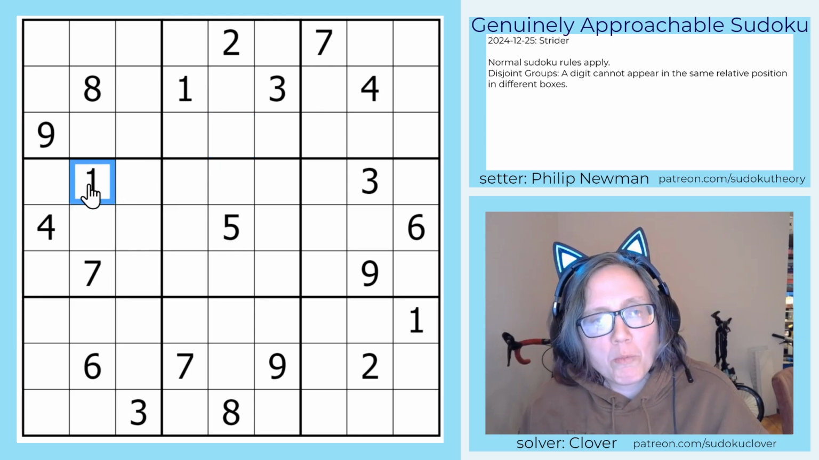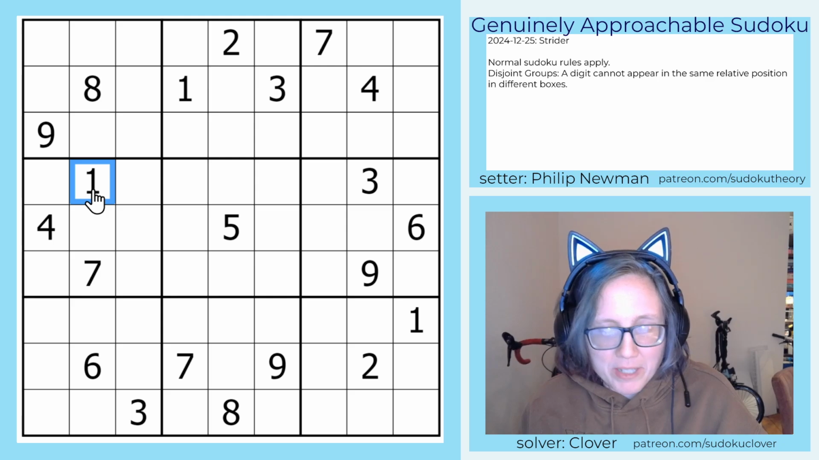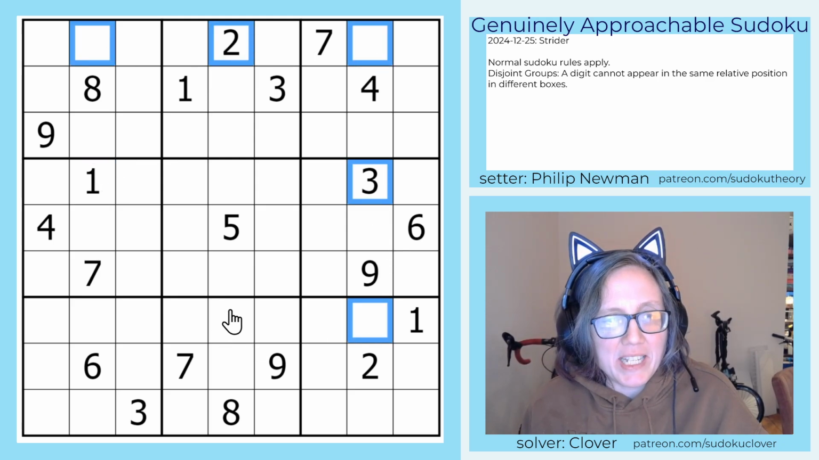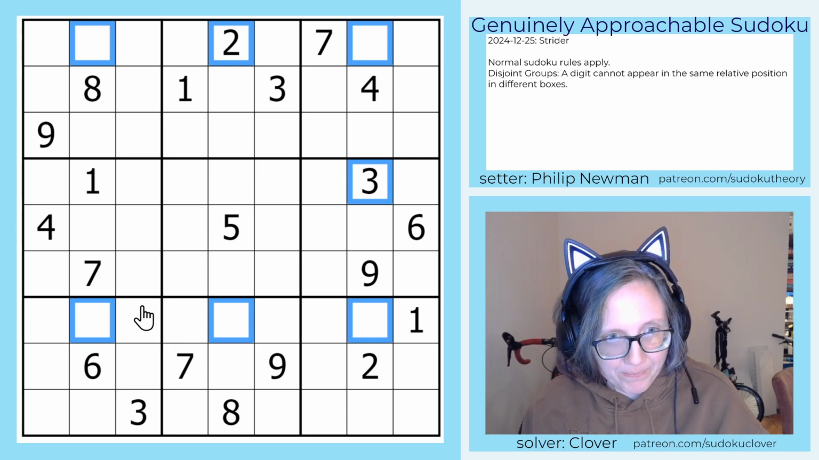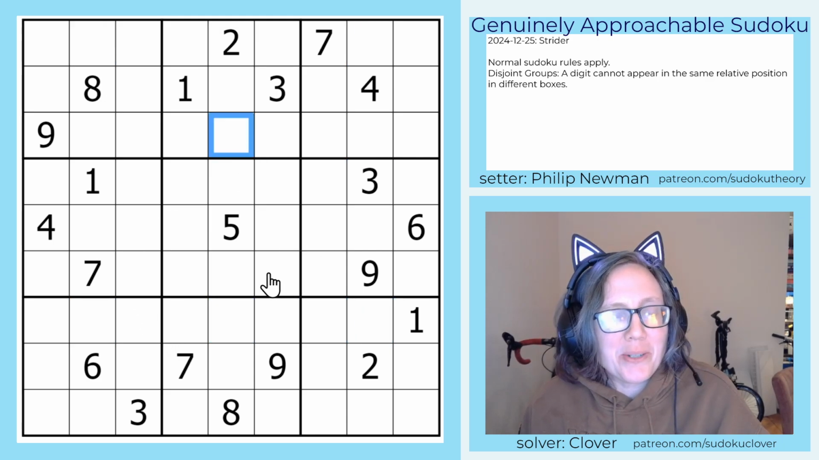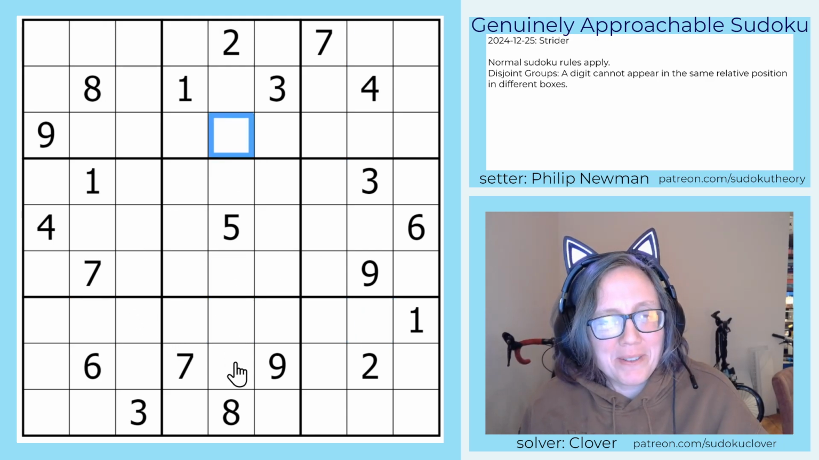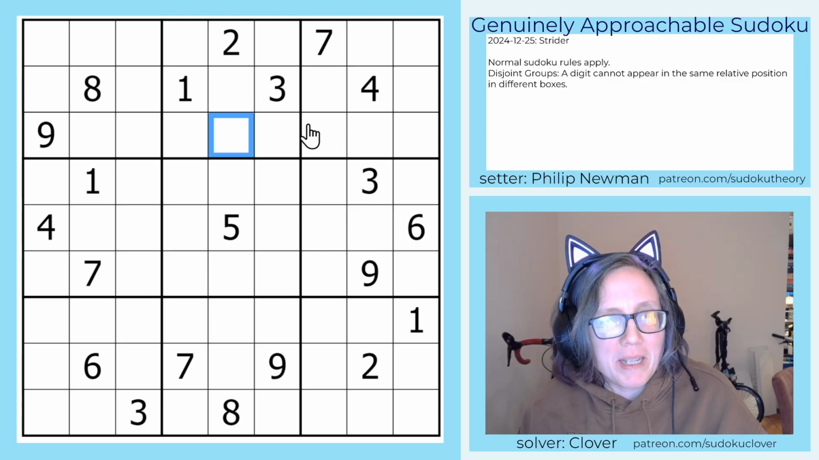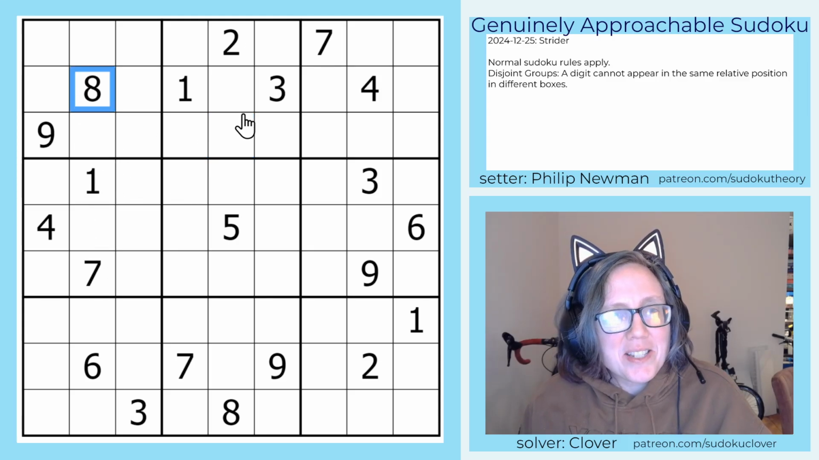So because there's a 1 in the top middle of this region, for example, there can't be a 1 in the top middle of any other region in the entire grid. This is a notoriously difficult variant to get your head around, especially when you run into a harder one, but knowing Philip, I am sure he has made this at least relatively approachable for us, so let's have a look at it. So we have a lot of center cells already.